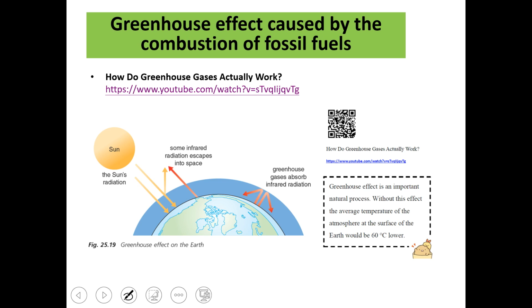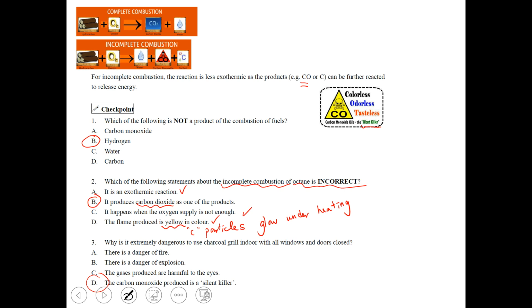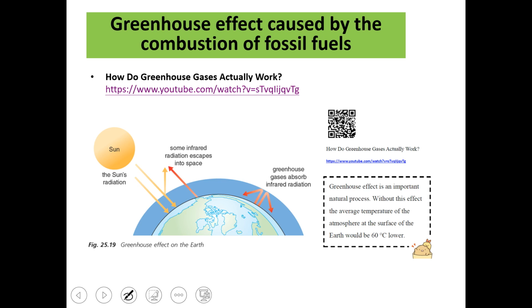So next one, greenhouse effect. So from the previous video, we learned that for combustion of hydrocarbon, it not only produces carbon dioxide and water, and carbon monoxide, something toxic, but it also produces some other problems. One of the problems is the greenhouse effect. The greenhouse effect can be caused by the combustion of fossil fuel.